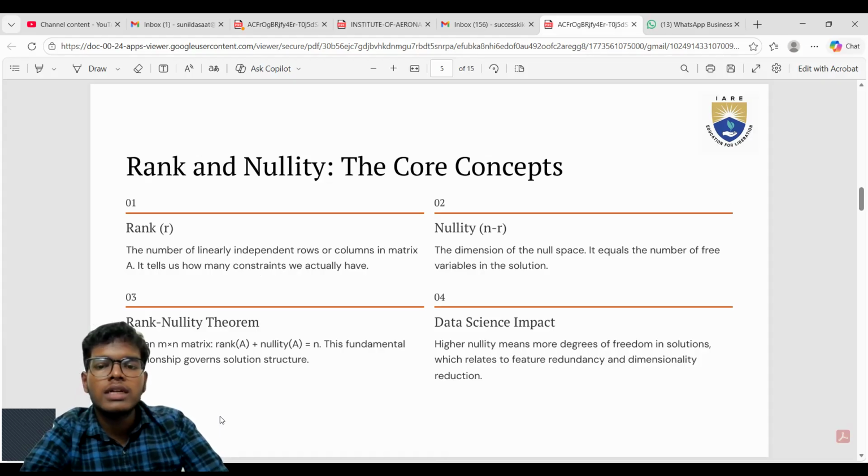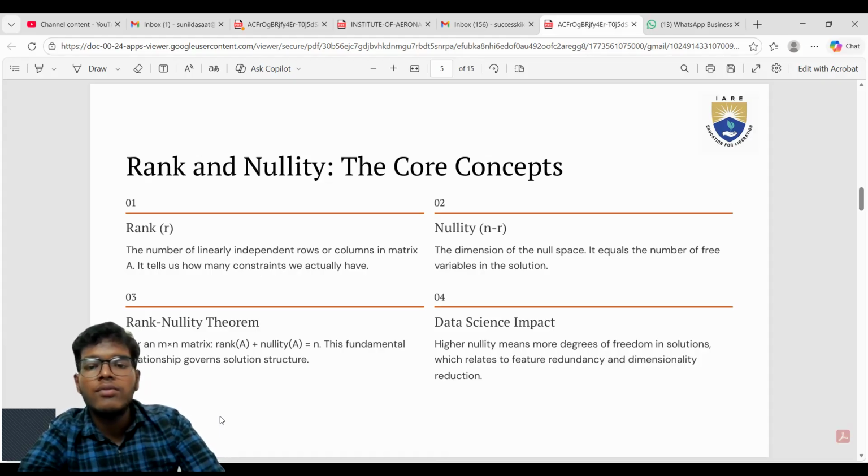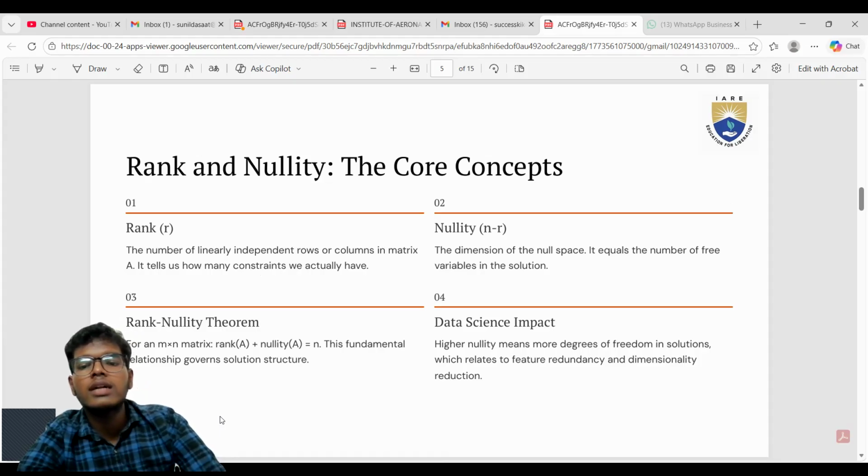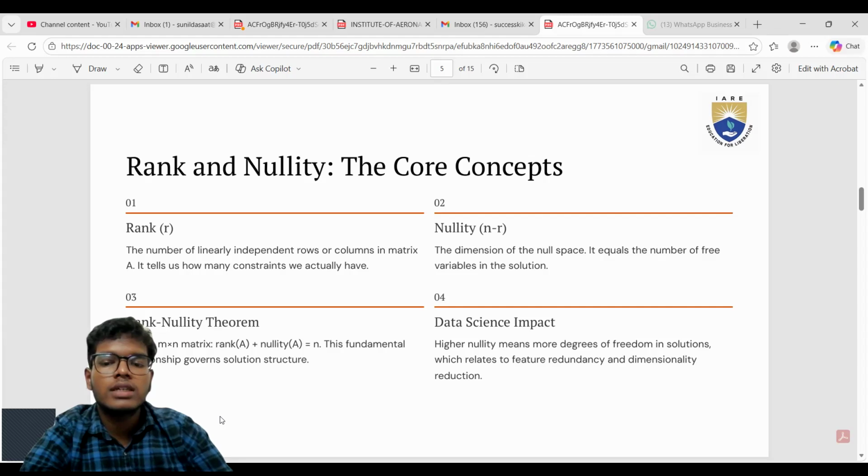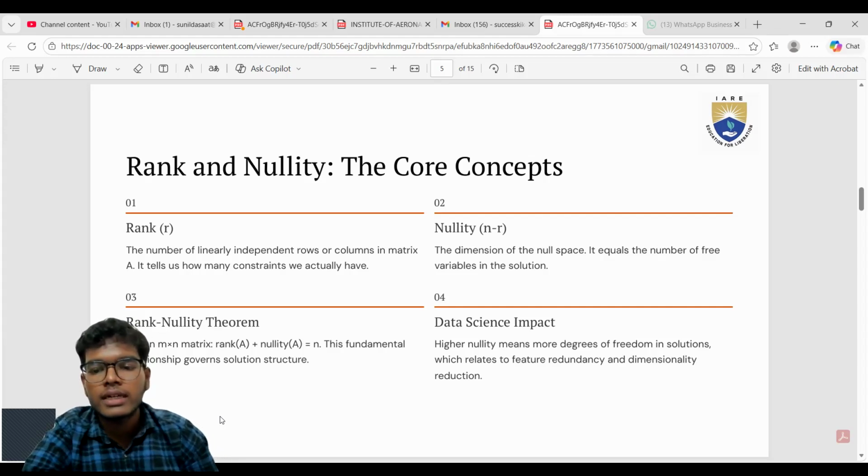In a high dimension data set with 100 features, if the rank is only 20, the nullity is 80. That means 80% of our data is noise or echoes of the first 20 features. Understanding the ratio is the first step in cleaning a data set before training a model.